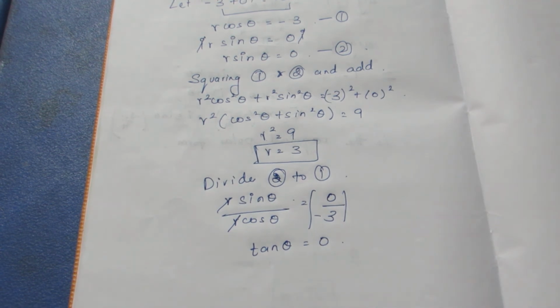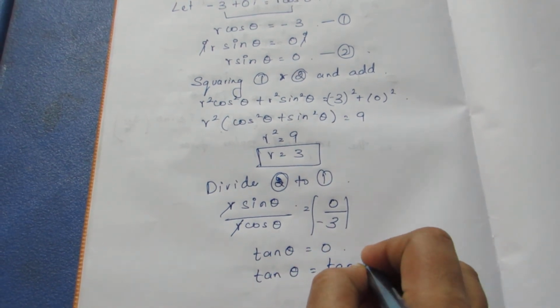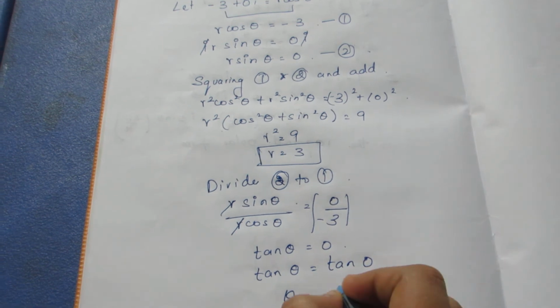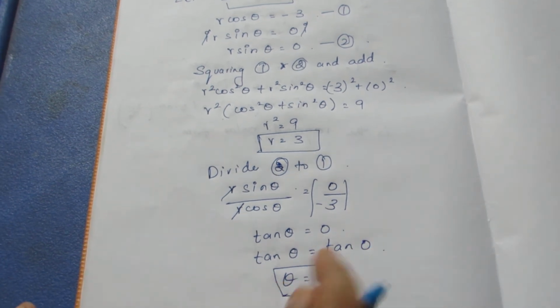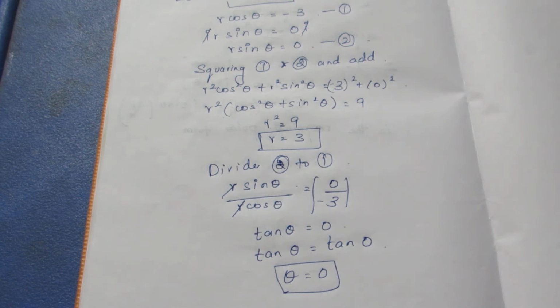r gets cancelled. Sin theta by cos theta will become tan theta equal to 0, because 0 by any number will become 0. We know that tan 0 is 0 degree. So instead of 0 we can write tan 0. We know that now theta value is 0. We can't substitute this theta value over there. This is not the theta. There we need to write the argument of z, the argument of the given complex number. But here we have found the theta value to be 0 and we need to find the quadrant where the given complex number lies. So let us check the quadrant.